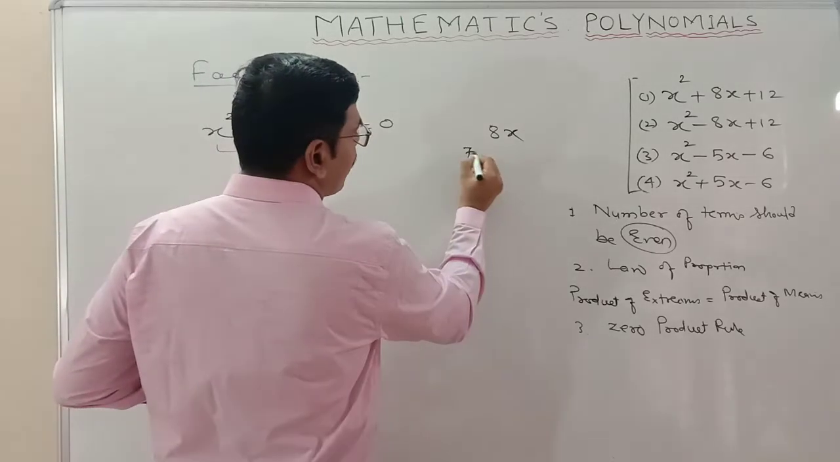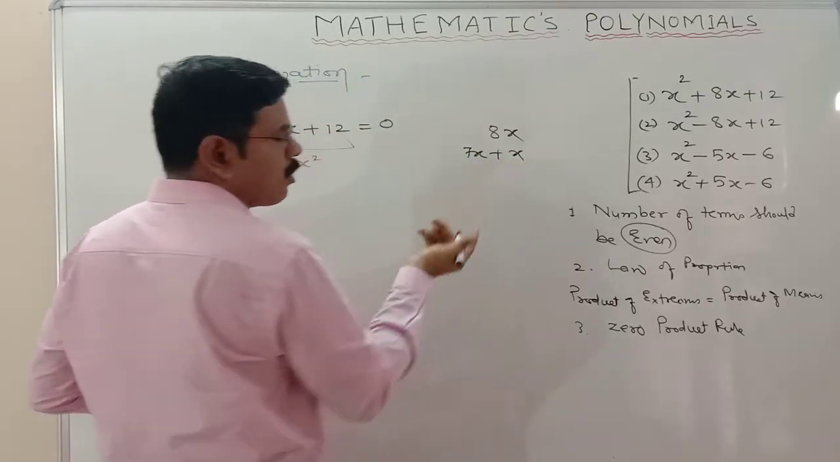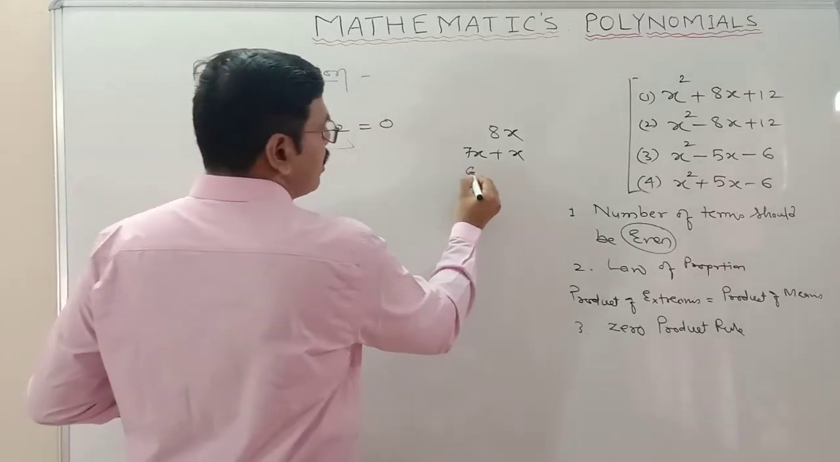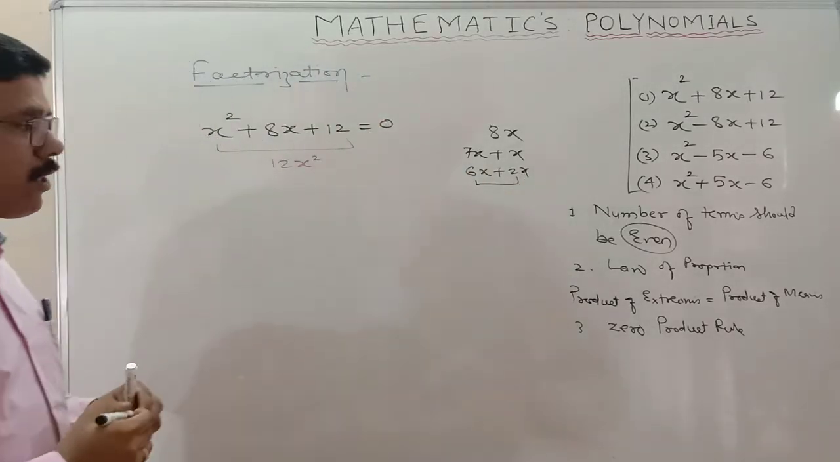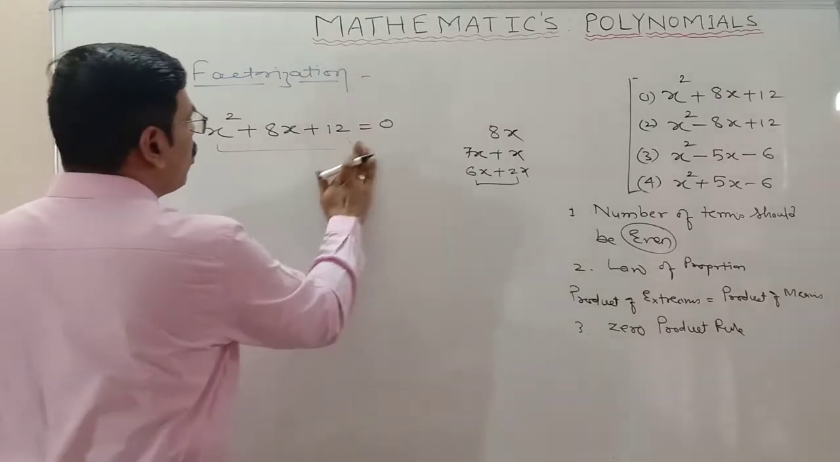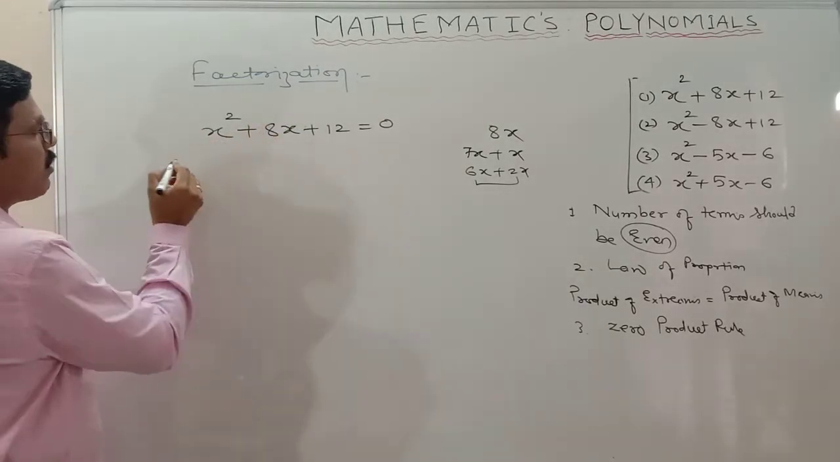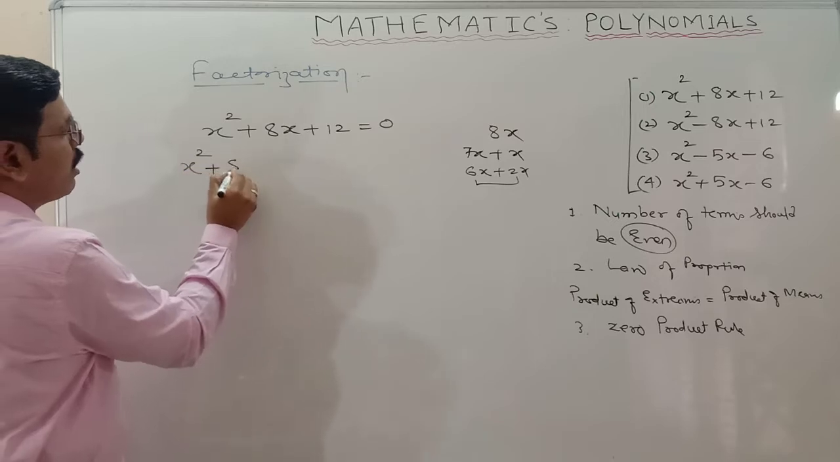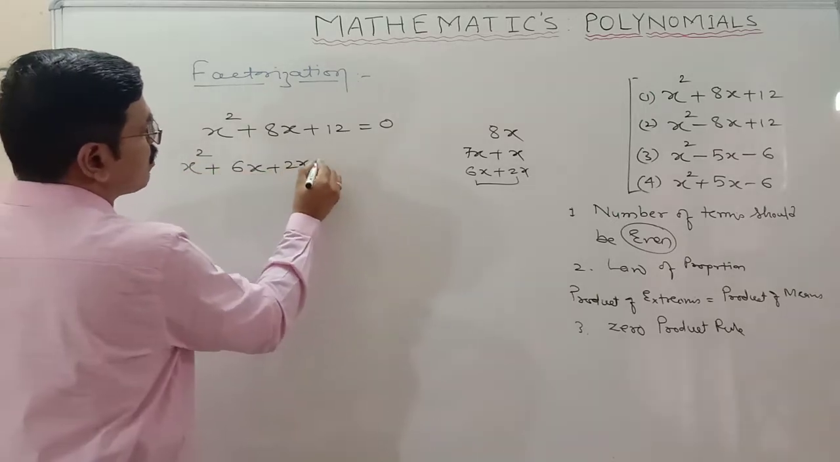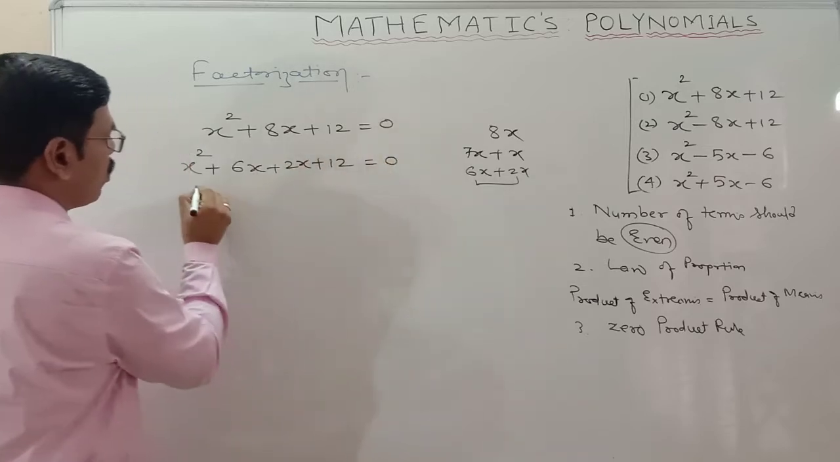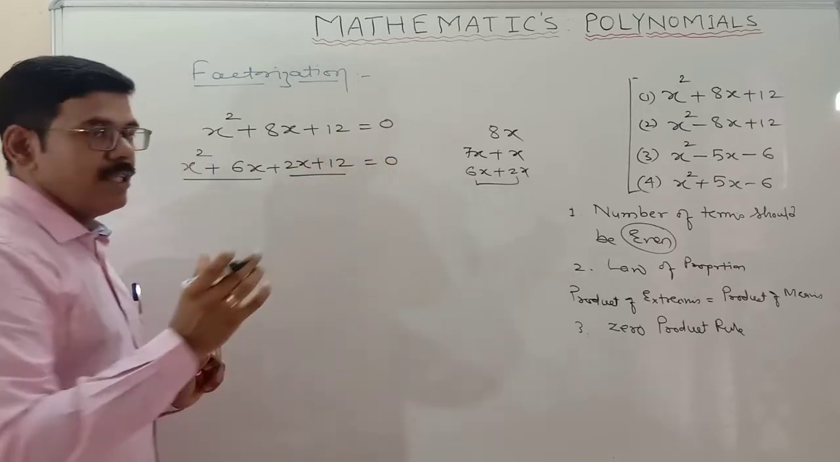Okay. So 7x plus x, इनका प्रोडक्ट 7x square आ रहा है. 6x plus 2x, yes, the product is 12x square. So now we'll just split it. We can write it x square plus 6x plus 2x plus 12 is equal to 0. Now we'll apply the grouping.